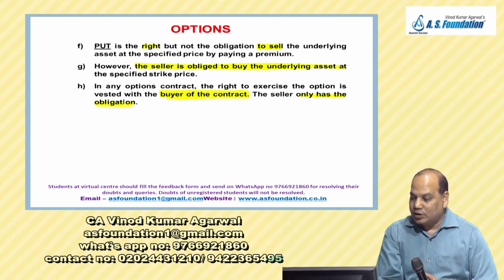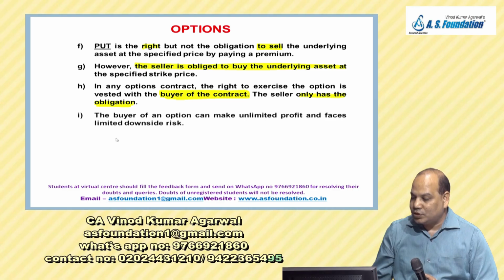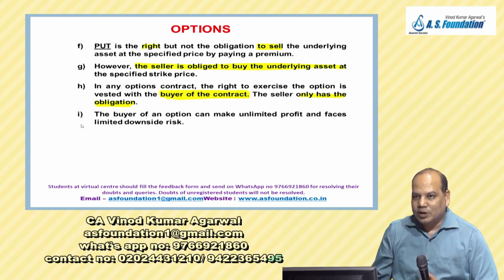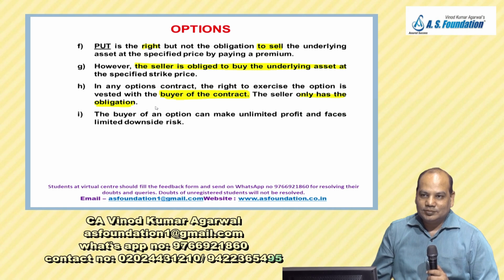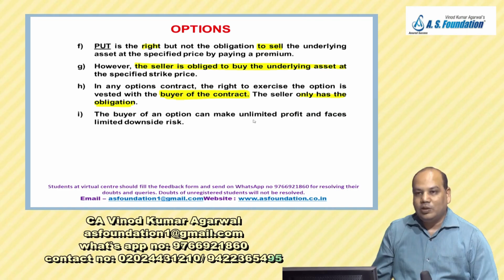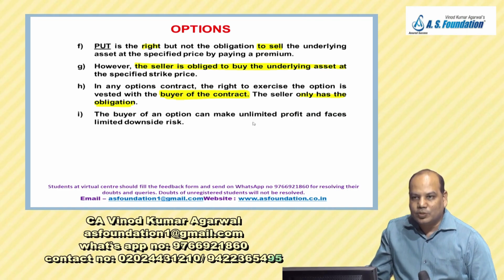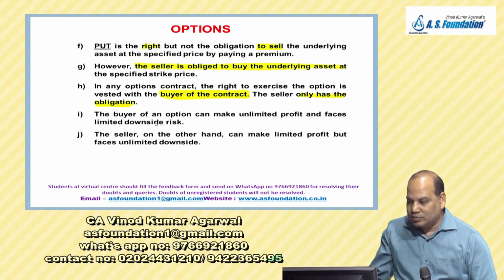So you will say that writer is at a tremendous disadvantageous position. But then we compensate him by paying a premium. And as you have learnt in SFM, higher the chance of the option getting exercised, higher will be the premium. Is it right? So buyer of an option can make unlimited profit or very high amount of profit, and his risk is only limited to the extent of premium paid. Limited downside risk means that the maximum he would lose is the premium.